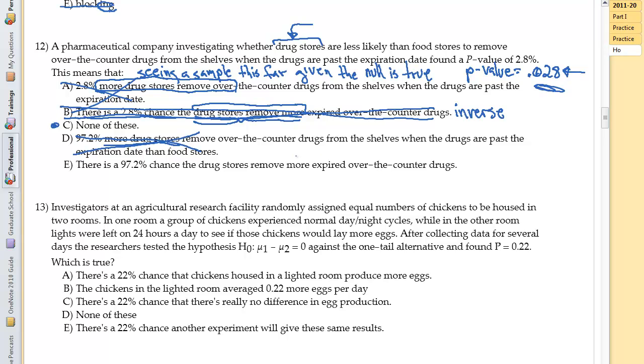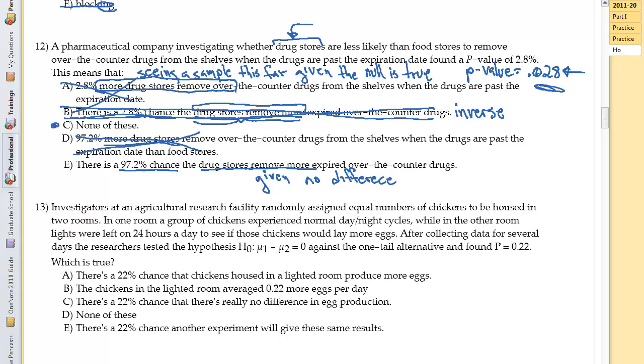And again, this is one of those places where probability is a chance. We are talking about drugstores removing more expired products. What's missing here is, given no difference, right? Given we assume no difference, then yeah. So this language again is just very difficult. It leaves out some assumptions that we need, and so E is not going to be the right answer here.